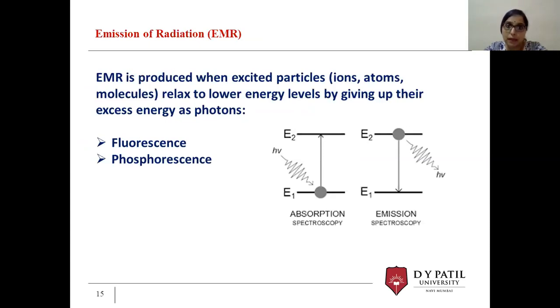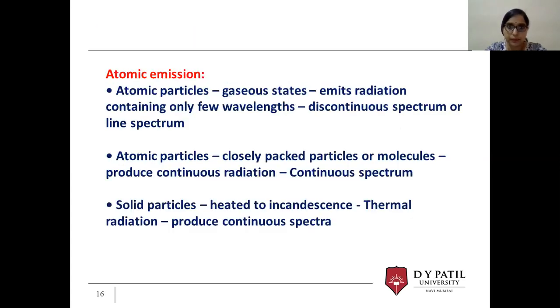Now, what is EMR? Emission of radiation. EMR is produced when an excited particle, ions or atoms or molecules, relaxes or gets back to its lower energy levels by giving up its excess energy as photons. The common phenomena which we all know are fluorescence and phosphorescence. You can see in the first part of the figure, absorption, a particle has been excited to a higher energy level by absorbing energy, and in the second part from E2 to E1 it has released energy h mu, the same amount, and it is coming back to its lower energy state, that is E1.